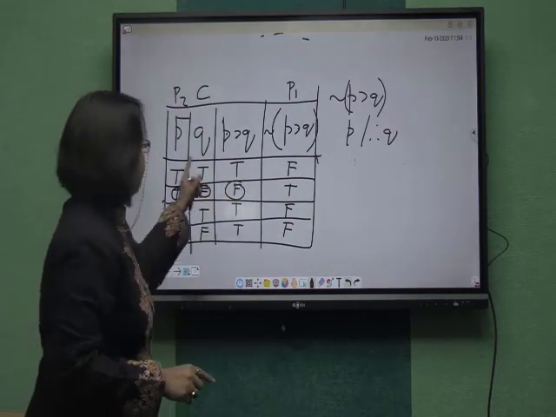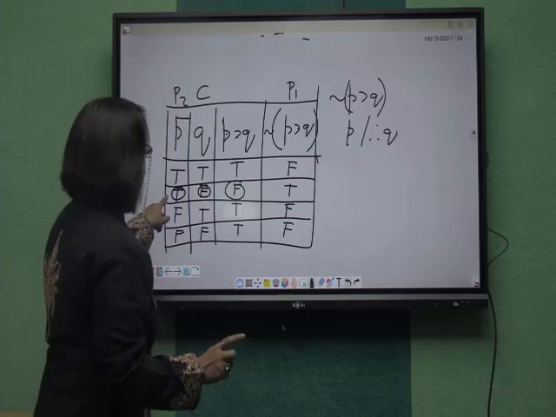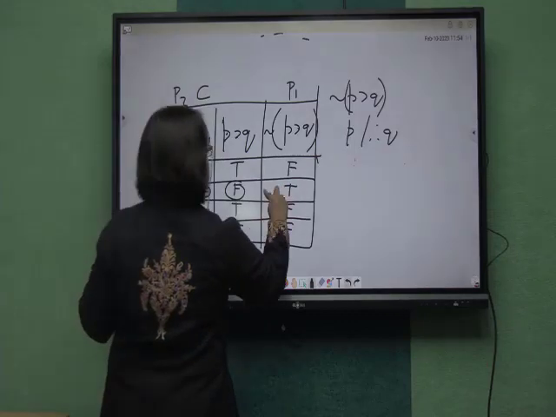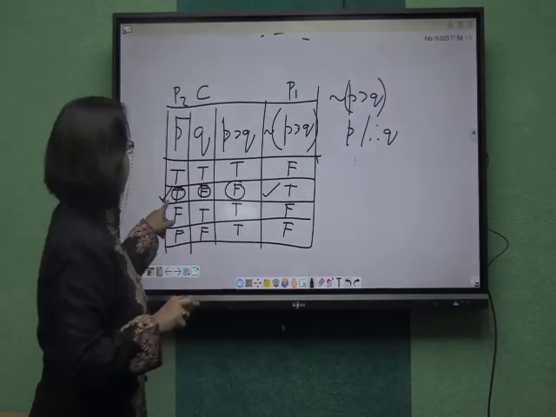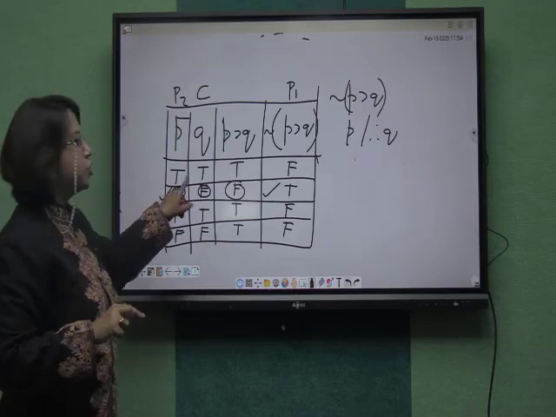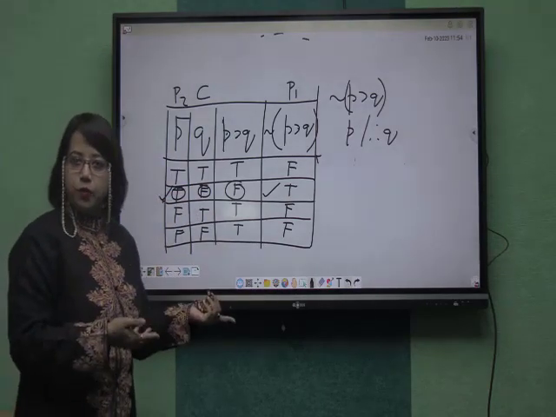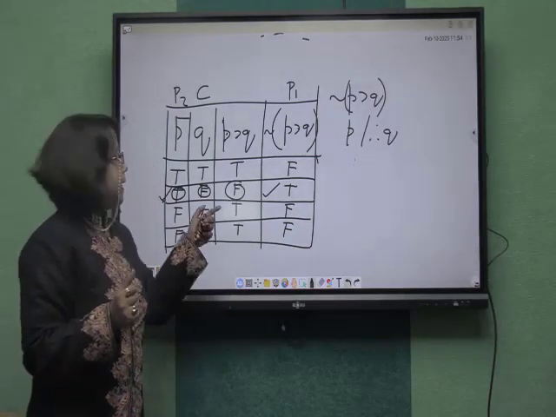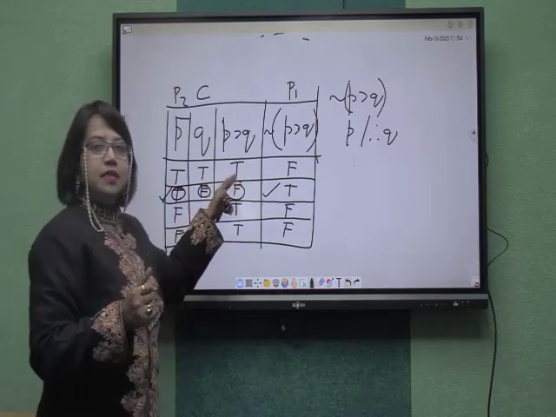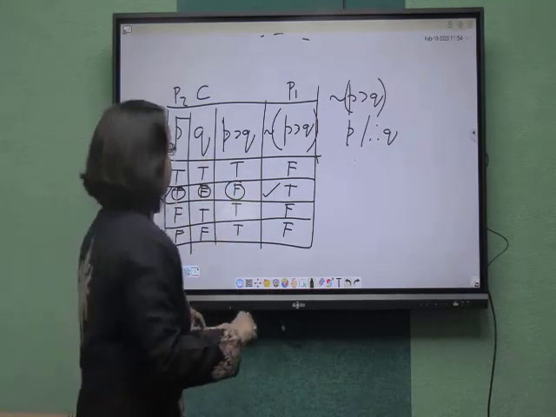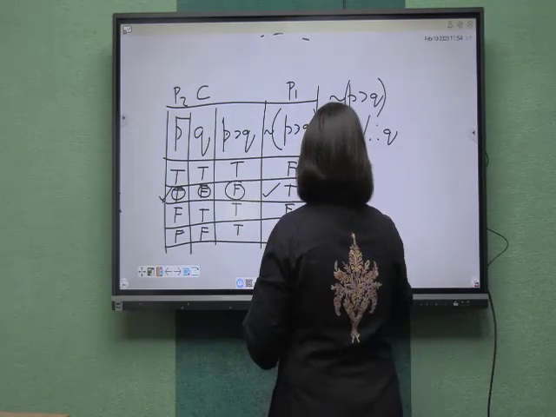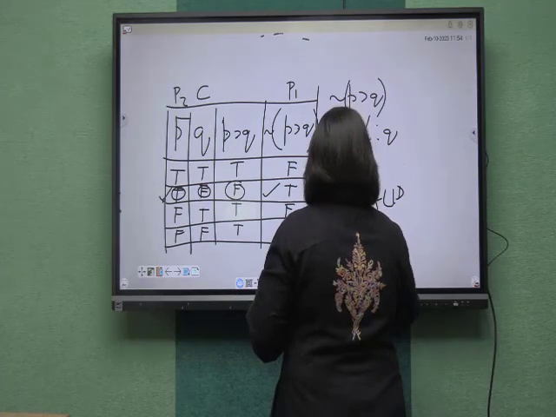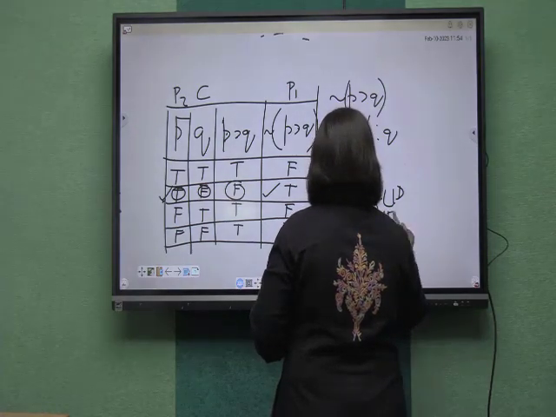So I'm going to look at the two premises and the conclusion and see whether there is an instance where both the premises are true. Yes, both the premises are true here and here, and the conclusion is false. That's exactly what we were looking at. Both the premises are true and the conclusion is false in the second row of this truth table. Therefore, this argument form which has been given to us is an invalid argument form.